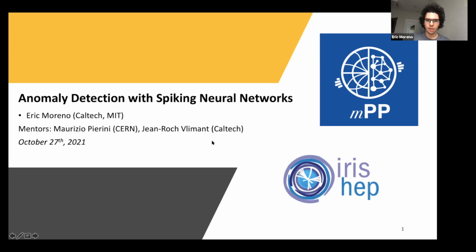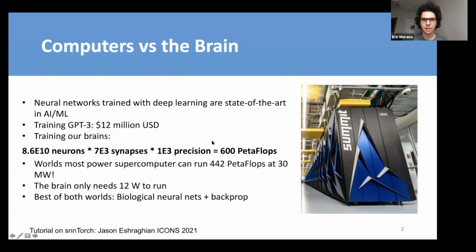The first thing I wanted to talk about is a comparison between computers and the human brain. Current neural networks trained with deep learning are state of the art in machine learning and artificial intelligence. Take, for example, GPT-3, which cost $12 million to train. Now let's think about how much it would take to train our own brains. In your own brain, you have around 10 to the 10 neurons, 10 to the 3 synapses per neuron, and 10 to the 3 precision. Basically, what that computes to is 600 petaflops to train our own brains how to think.